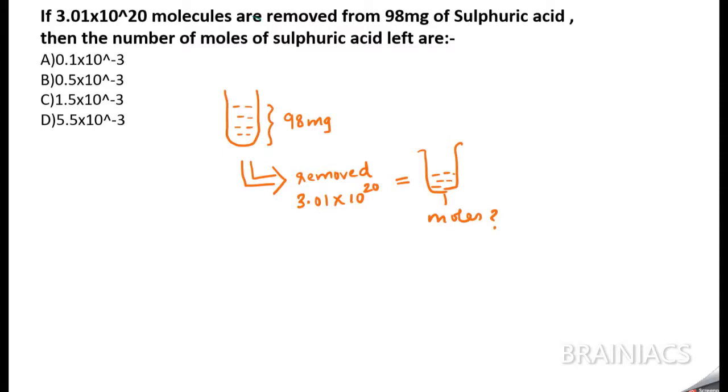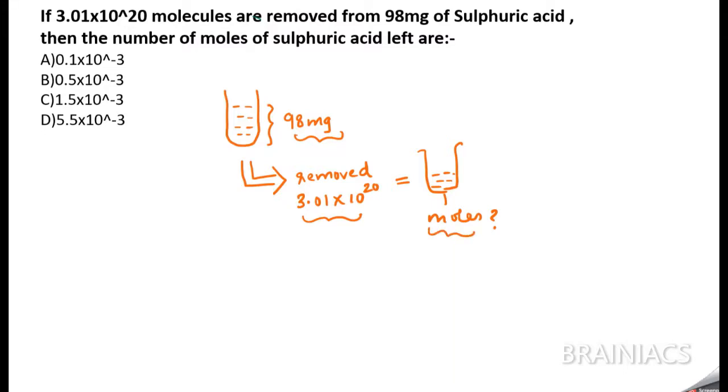The idea is very simple. Suppose you have 5 liters of milk. Somebody has taken 3 liters of milk and they are asking you how many liters of milk are left behind. Very easy, right? 5 minus 3, 2. You can do this because all are liters of milk. But here the question has purposefully given you the initial mass in milligram, the amount removed in the form of molecules, and the final value is asked in number of moles.